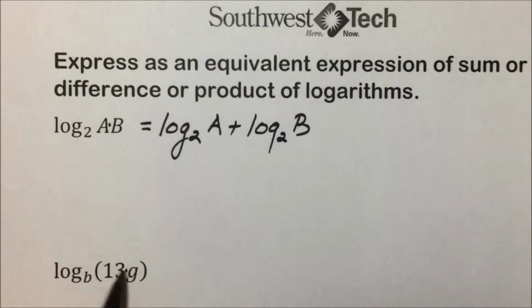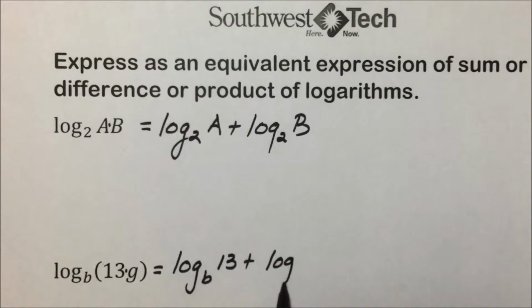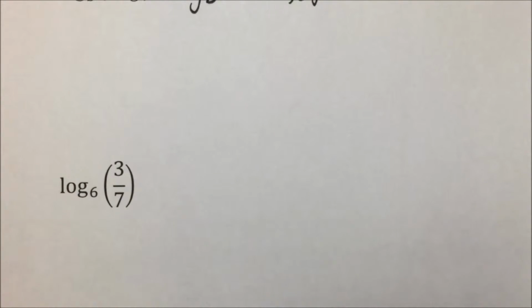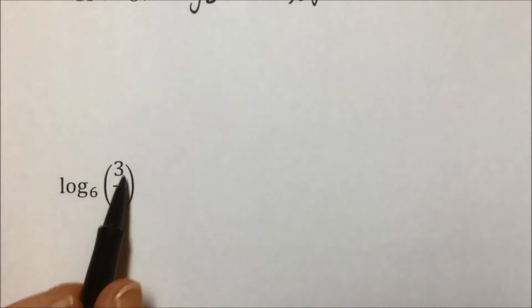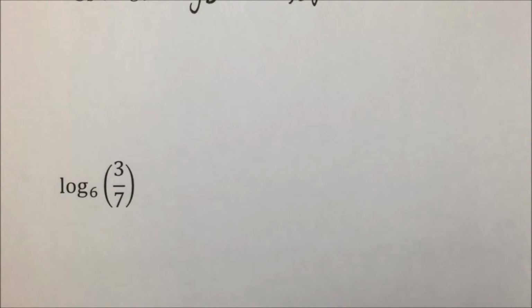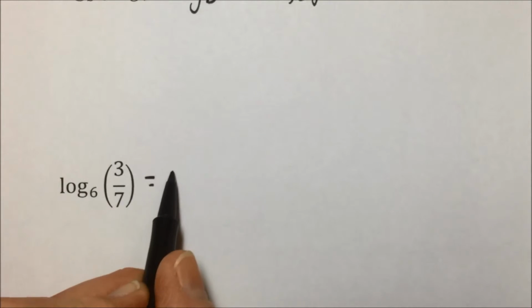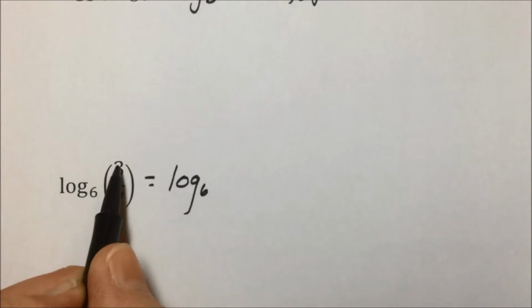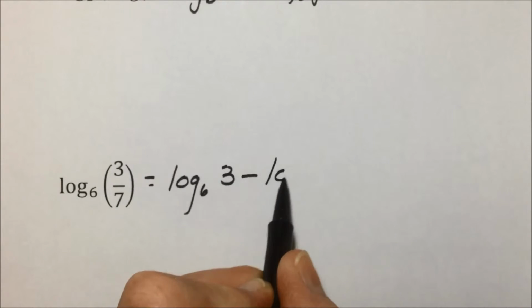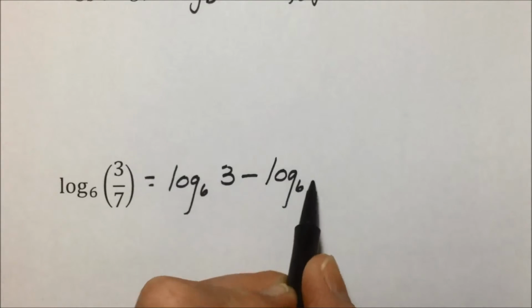We have a similar situation in the next problem where we're taking log base b of a product. To express this as an equivalent expression, we'll use the product rule again. So it will be log base b of the first factor plus log base b of the second factor. In this third example, we're taking the log of a quotient, so we'll use our quotient rule, which says use the same base, log base 6, of the numerator minus log base 6 of the denominator.